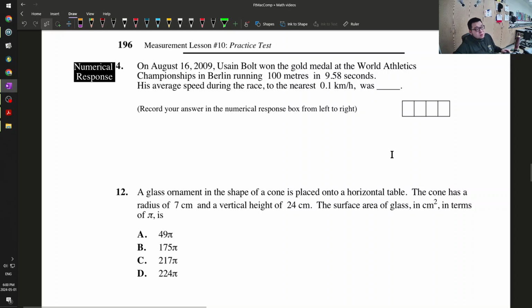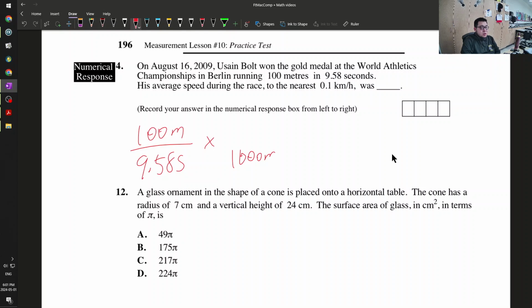Okay, on August 16th, 2009, Usain Bolt won the gold medal at the World Athletics Championship in Berlin, running 100 meters in 9.58 seconds. Okay, so what is speed? Speed is distance, 100 meters, divided by time, 9.58 seconds. Keep multiplying by conversion factors. 1,000 meters is equal to 1 kilometer because I want meters and meters to cancel. And I want seconds on the top and then hours on the bottom. So 3,600 seconds is equal to 1 hour. Now second and second cancel.